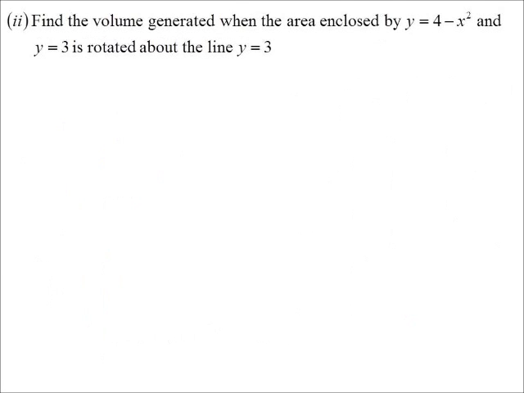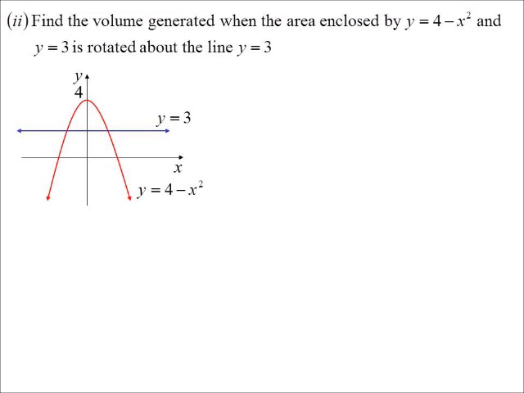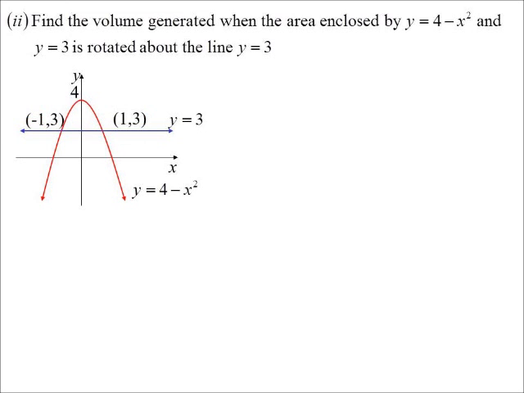Let's have a look at another one. But the idea of using this is I'm no longer restricted to rotating things around the x-axis and the y-axis. Same curve, but I'm now going to rotate it around the line y equals 3. So let's draw the same curve in. But now I'm going to rotate it around y equals 3. So I'll need to find those points of intersection so I know the x values I'm going from. And it turns out to be minus 1 and 1 are the x values.